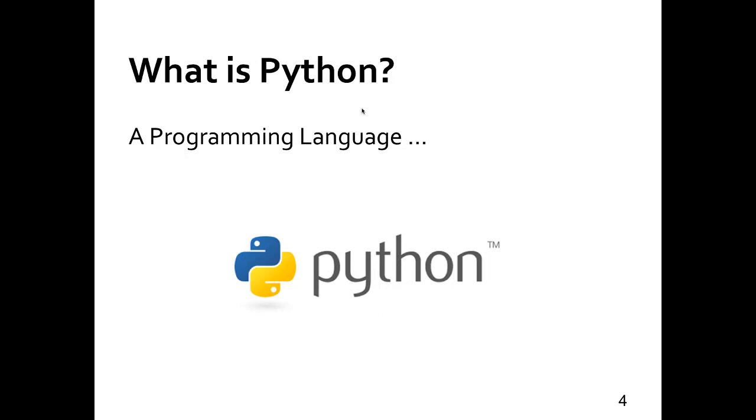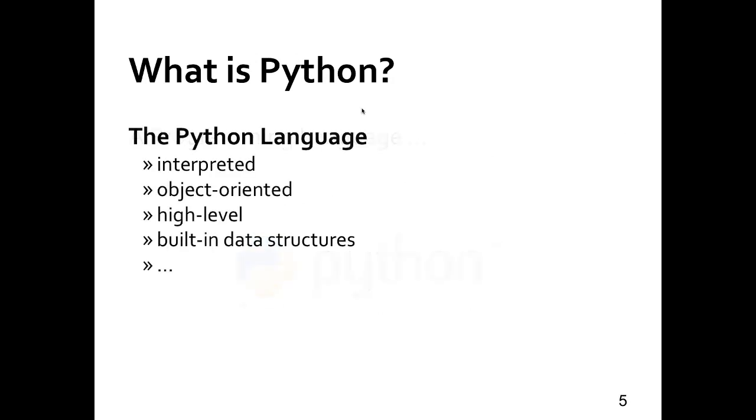Okay, so what is the feature of the Python language? There are several important features. One is it's an interpreted language. This is important because you don't need to compile it, it just interprets your code and then runs it. It's slow, but you can do that interactively. We will see why later.